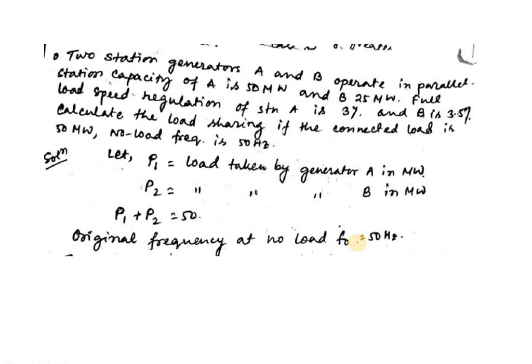So what are the points given? Generating stations A and B are operated in parallel. A is 50 megawatt, B is 25 megawatt. Full load speed regulation of station A is 3% and B is 3.5%. Calculate the load sharing if the connected load is 50 megawatt and no load frequency is 50 Hz.